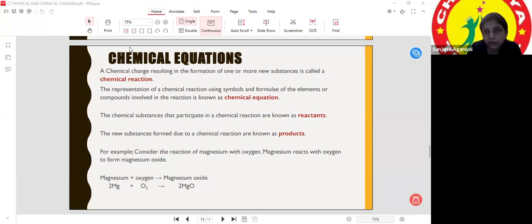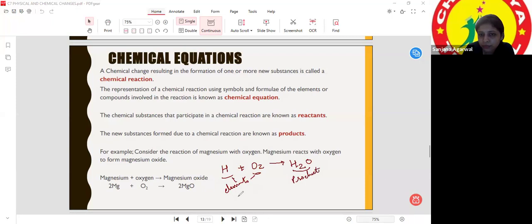Suppose, although we already have water, we can prepare it in the laboratory, although much effort will be required. Suppose you separately have hydrogen element, you separately have oxygen element. If you combine hydrogen and oxygen together, you will get H2O. Got it? So when we combine different elements and they react to give us a product, this is known as a chemical reaction.